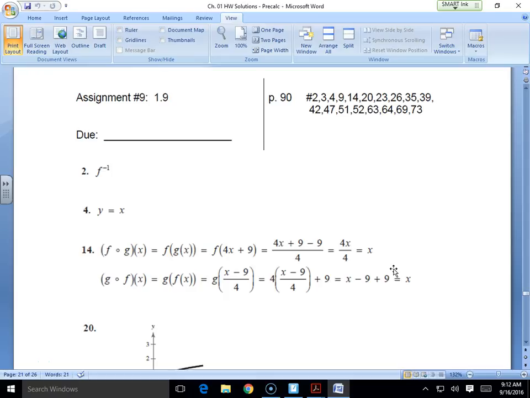Alright, red pens out, the front of your spirals. Homework number 9. Let's start here. You guys can see number 2, the notation.